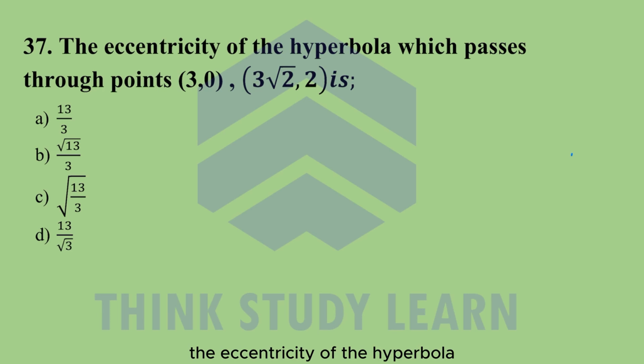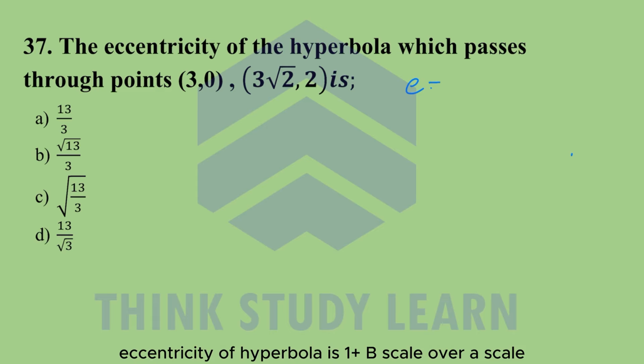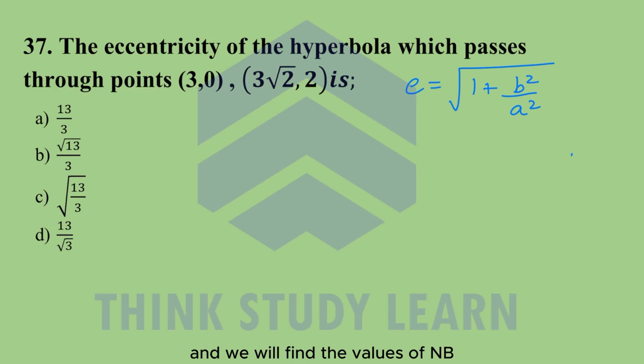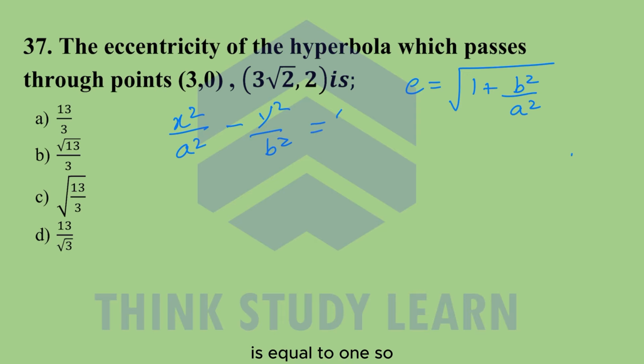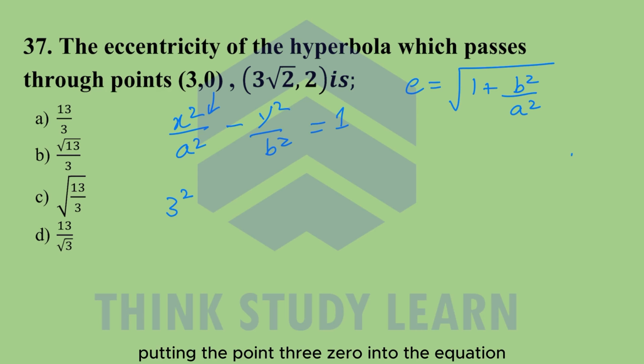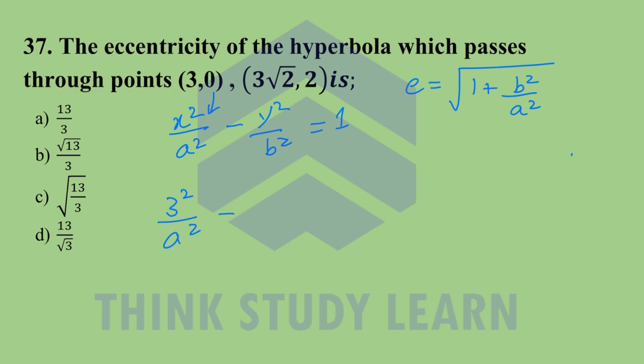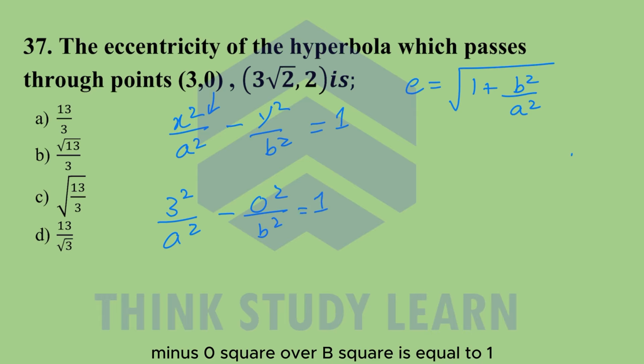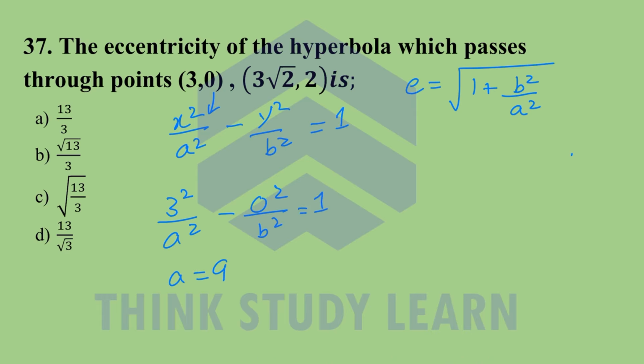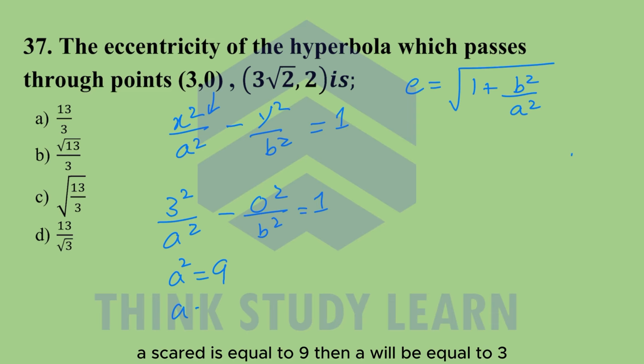The eccentricity of the hyperbola which passes through points (3, 0) and (3 square root 2, 2). So we know that the formula of eccentricity of a hyperbola is square root of (1 plus b square over a square). Here a and b are unknown, and we will find the values of a and b from the standard equation of the hyperbola, which is x square over a square minus y square over b square is equal to 1. So we will put the points one by one into the standard form of the hyperbola and then find the values of a and b. So first, putting the point (3, 0) into the equation, 9 over a square minus 0 square over b square is equal to 1. Then the value of a square comes out to be equal to 9, then a will be equal to 3.